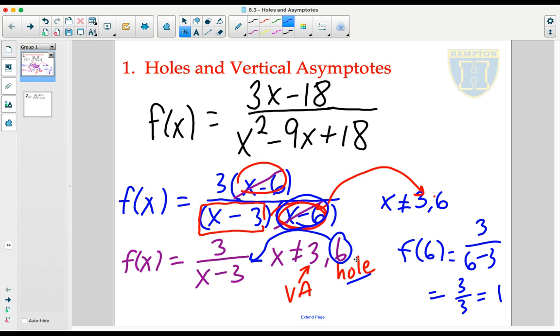That factor that contributed that restricted value was simplified out, and the hole is going to be at the point (6, 1). Because when I try to use that value in my simplified form, it works, but I have to know going in that that's where the hole is going to be. So while I have one vertical asymptote, I also have the one hole.